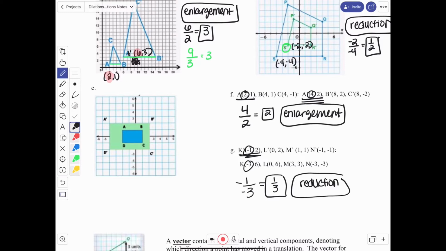So if we look at this one, we see that the green image is the resulting image. So I'm just going to do my coordinates for B here. The coordinates for B are 2, 3. And it looks like my coordinates for the other B are 1, 2. So if I compare these coordinates, I put 2 on top, 1 on the bottom. So 2 is my scale factor, and it was an enlargement.